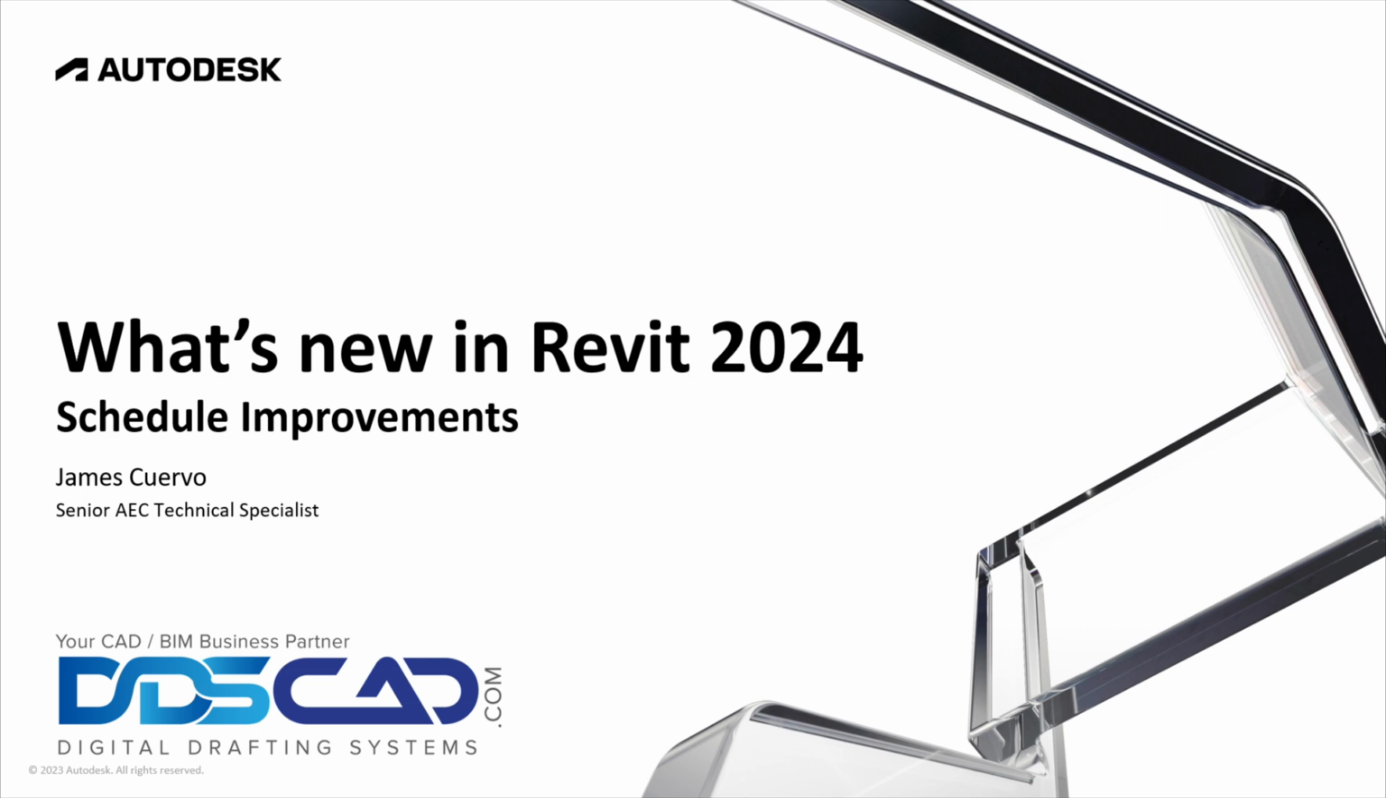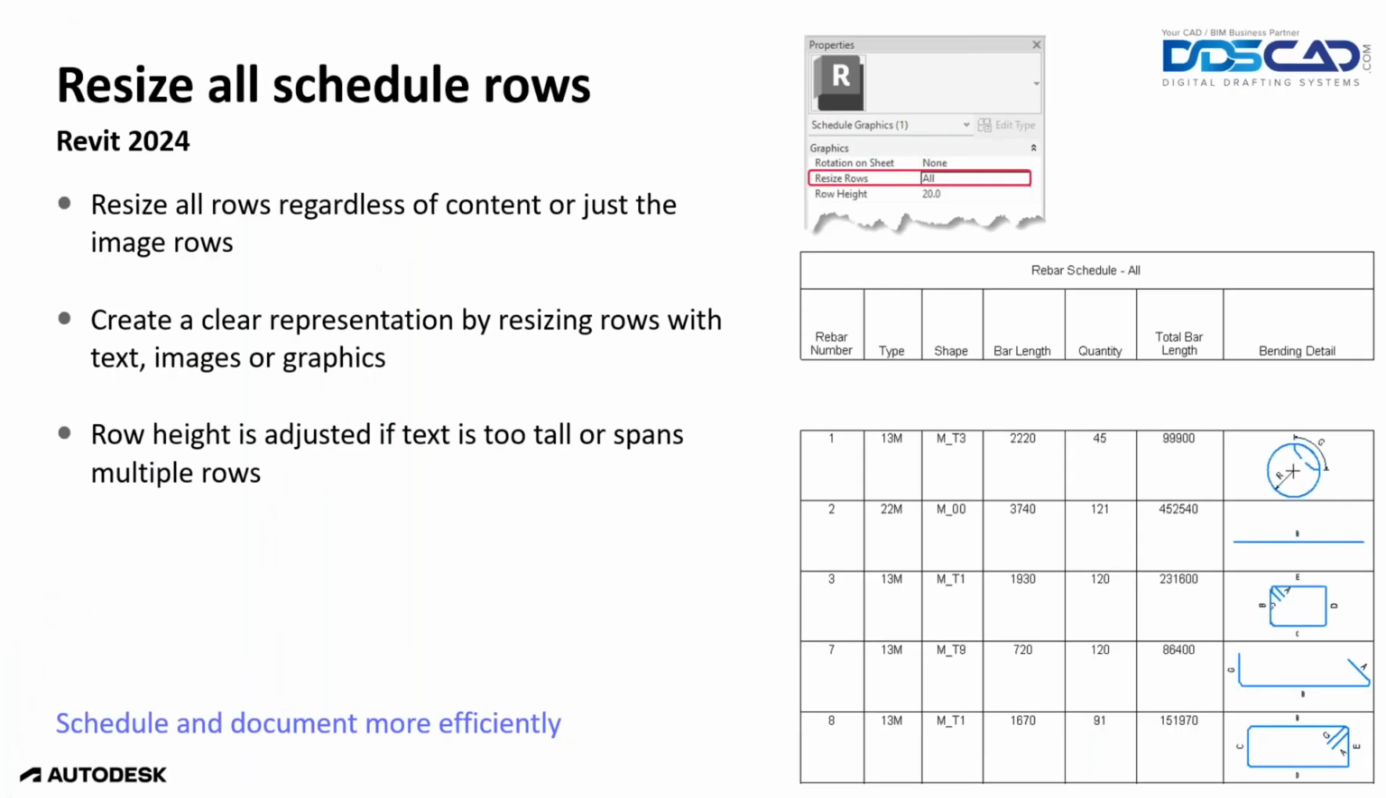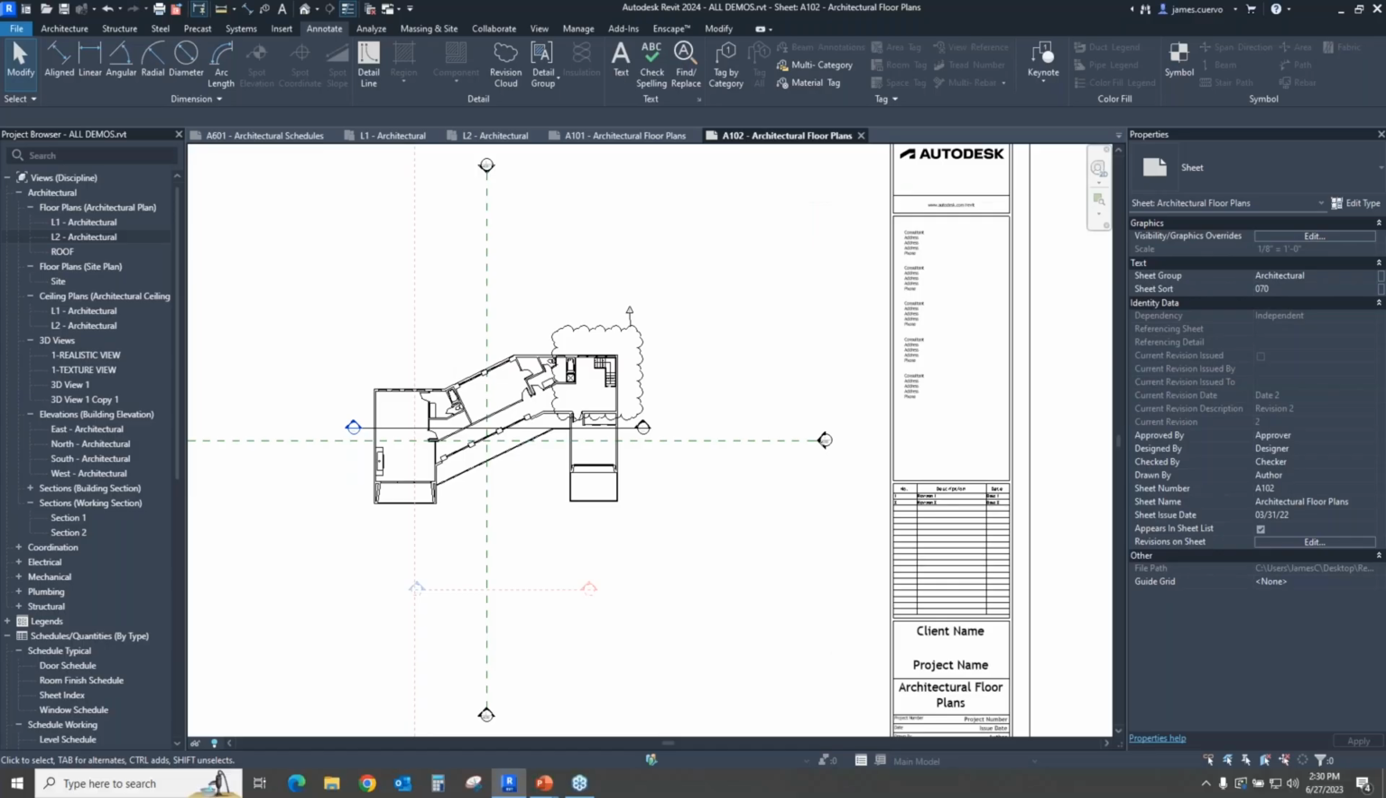Enjoy our presentation. We move into schedule improvements, where we have the ability to actually switch the row size. What's interesting is that we were able, in a very roundabout way, to revise the row sizes in previous versions, but they had to be image row sizes. It's the only way to do that, and it would only affect those. Now we have the ability to select all, or just the rows with the images. So let's see what that looks like.